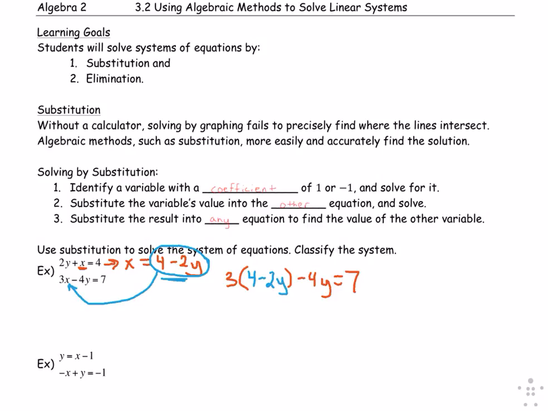Replacing x with its value in the other equation, and solve for y. So those are the first two steps.